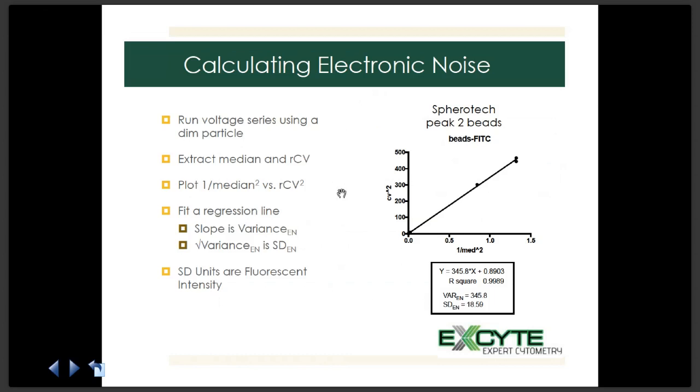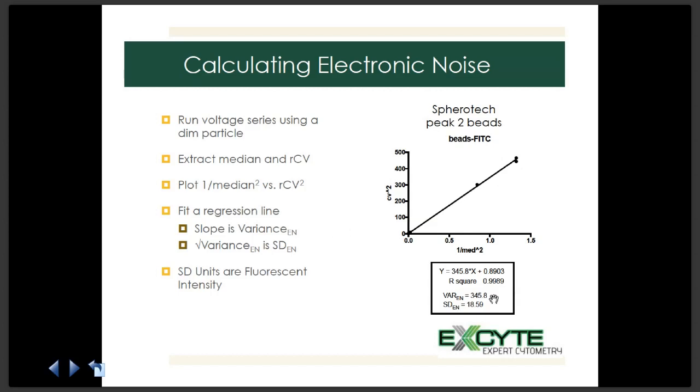So here we've taken those same beads and we've plotted, in this case, 1 over the median squared versus the CV squared. That is then fit to a regression line. Here's the equation of that line. The R squared is 0.9989, a pretty good regression. It turns out the slope of the line is the variance in the data. If we take the square root of the variance, we get the standard deviation.